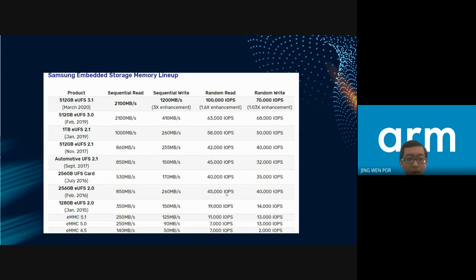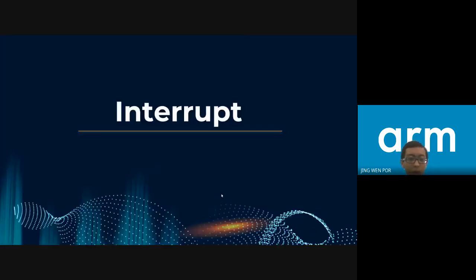As also the write speed and the random read. The random read and random write speed is measured in IOPS, the unit for input output operations per second. So of course, throughout the time, all of them have had great improvements. The next topic will be the interrupt system of our processors.